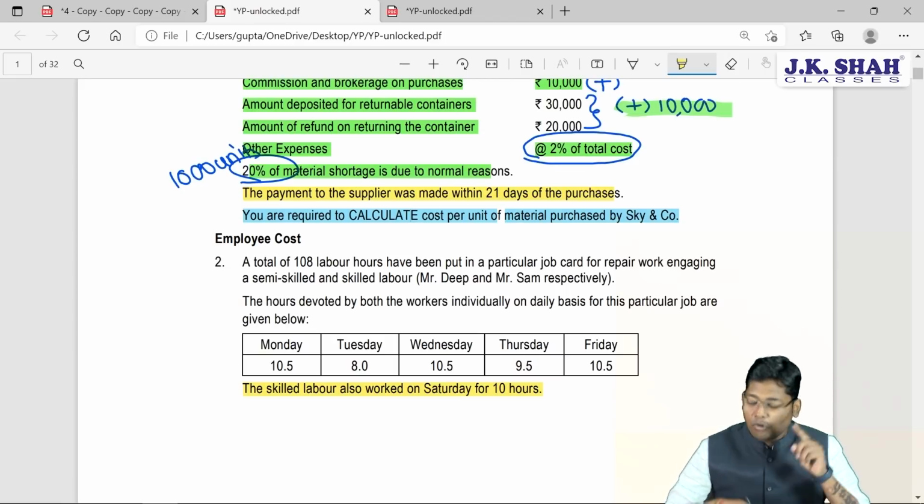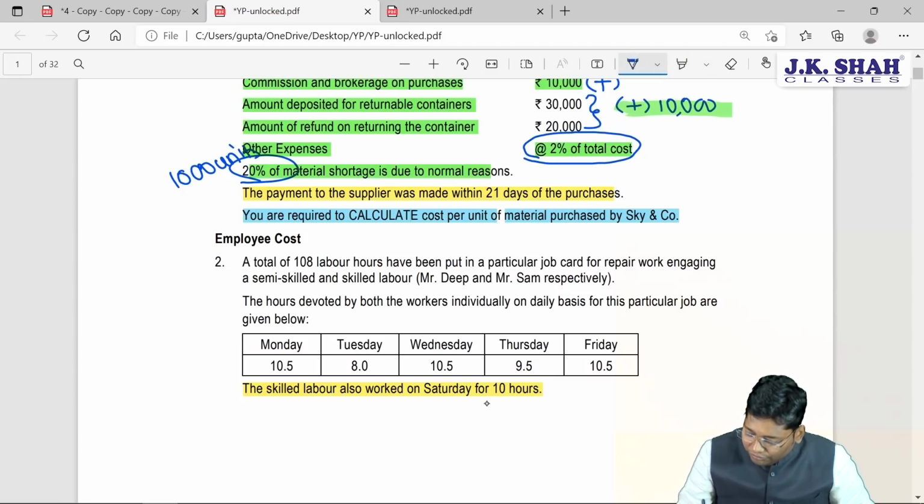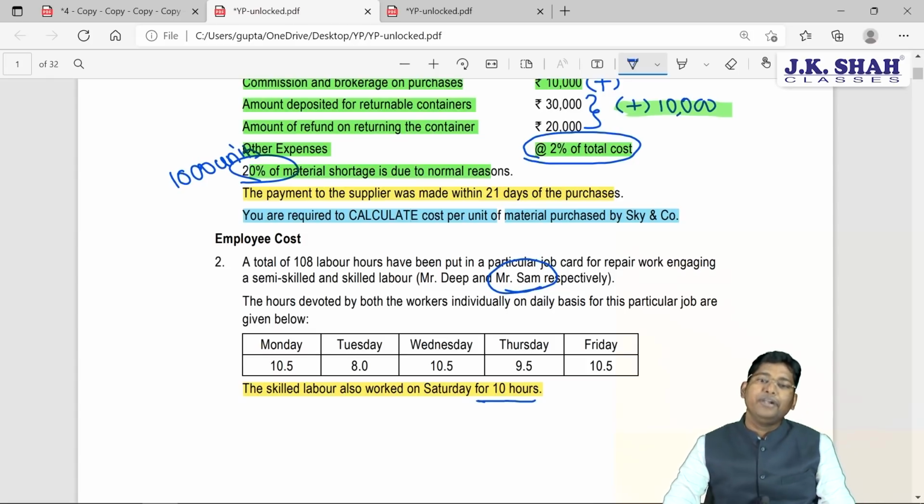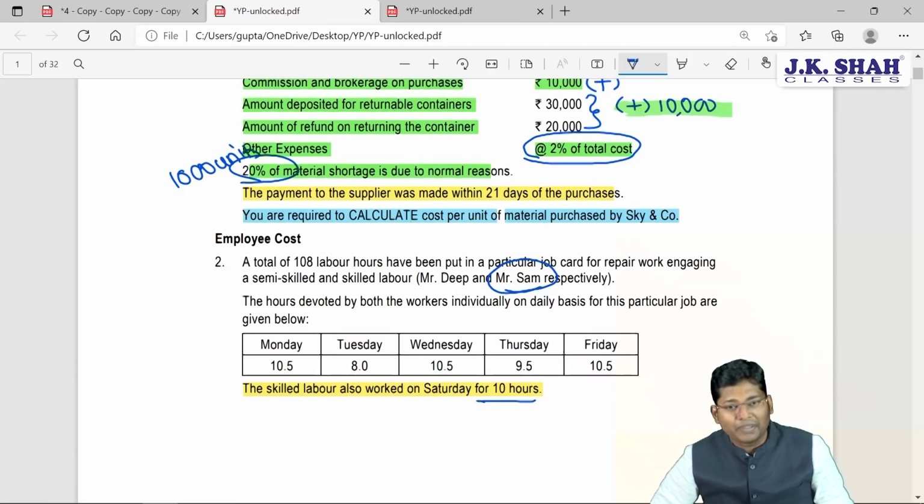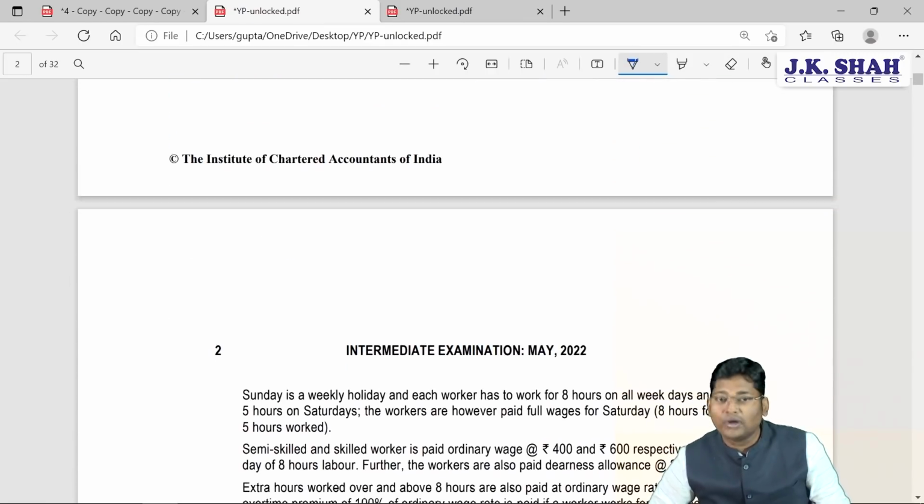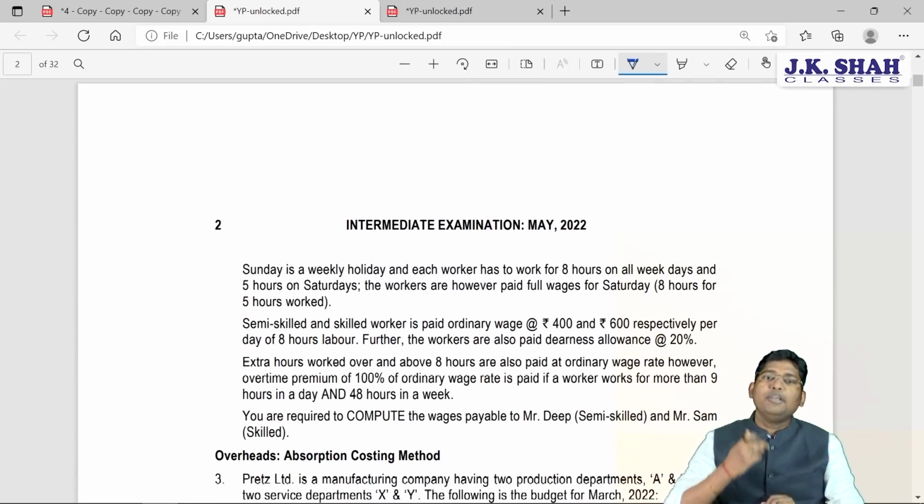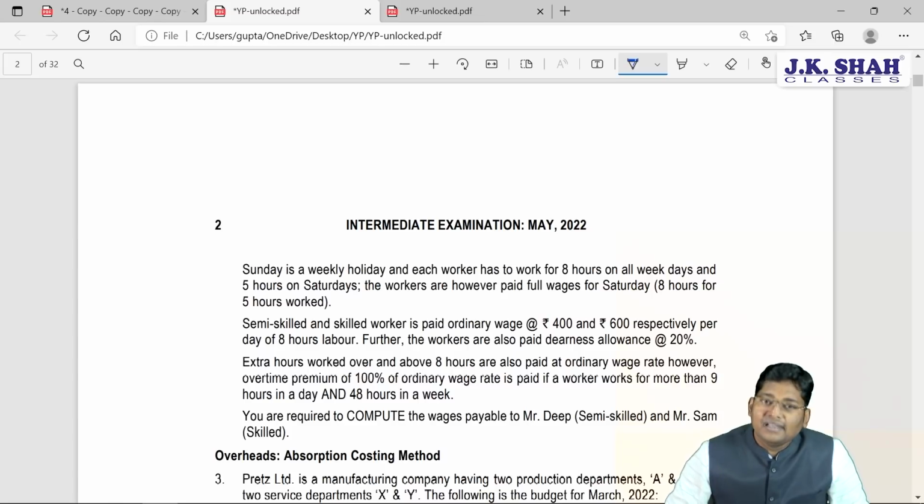On Saturday, only the skilled laborer has worked, for 10 hours, and the name of your skilled laborer is Mr. Sam. So Sam has worked on Saturday also for 10 hours, but your semi-skilled worker has worked only on 5 different days. Let's see the next information. What is given? Sunday is a weekly holiday and that is why no working hours are given on Sunday. And each worker has to work for 8 hours on all weekdays and 5 hours on Saturdays.